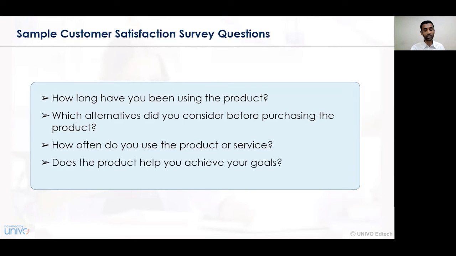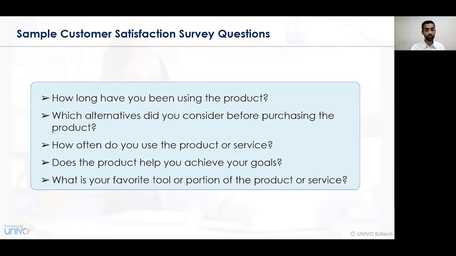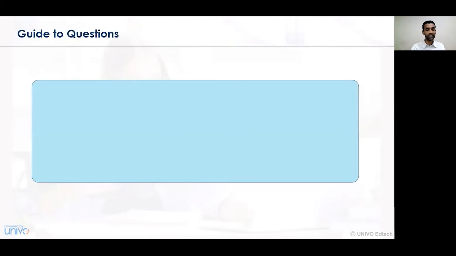Does the product help you achieve your goals? Accordingly, we can specifically ask at what level the product has been helpful for achieving the goals or not. That is, yes or no can be answered. And lastly, what is your favorite tool or portion of this particular product or service? A list or a certain set of options can be provided, and the customer can tick or provide an answer about which is the favorite tool or portion of the product or service. The various guides to the question.